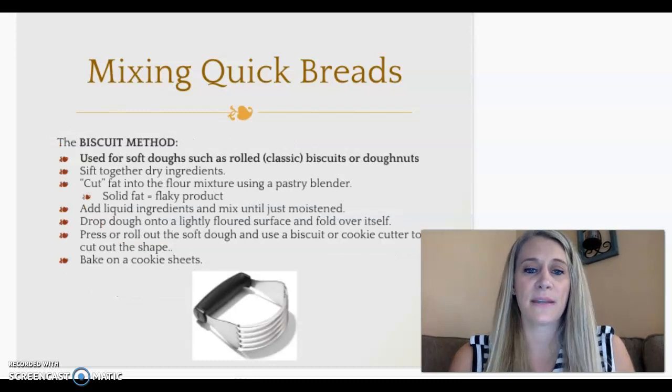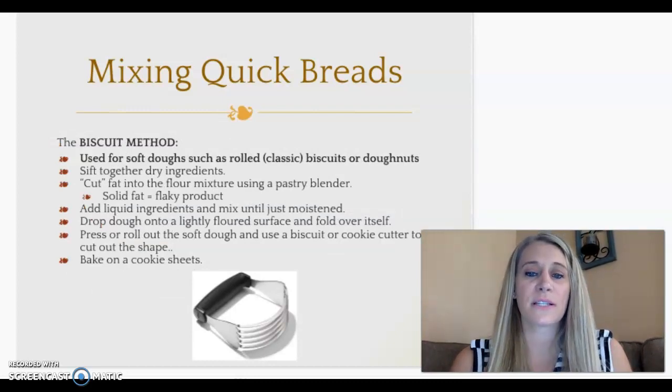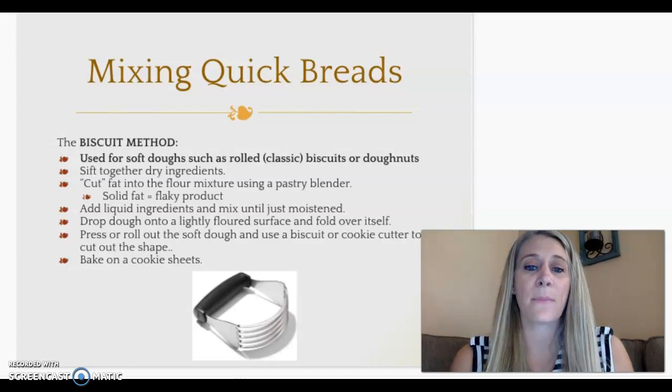The biscuit method is used for soft doughs such as classic rolled biscuits. First, your recipe might tell you to sift the dry ingredients together. Cut the fat into the flour mixture using a pastry blender. This distributes the fat evenly throughout the product, but as a solid fat, and this leads to a flaky product. You would then add your liquid ingredients and mix until just moistened.